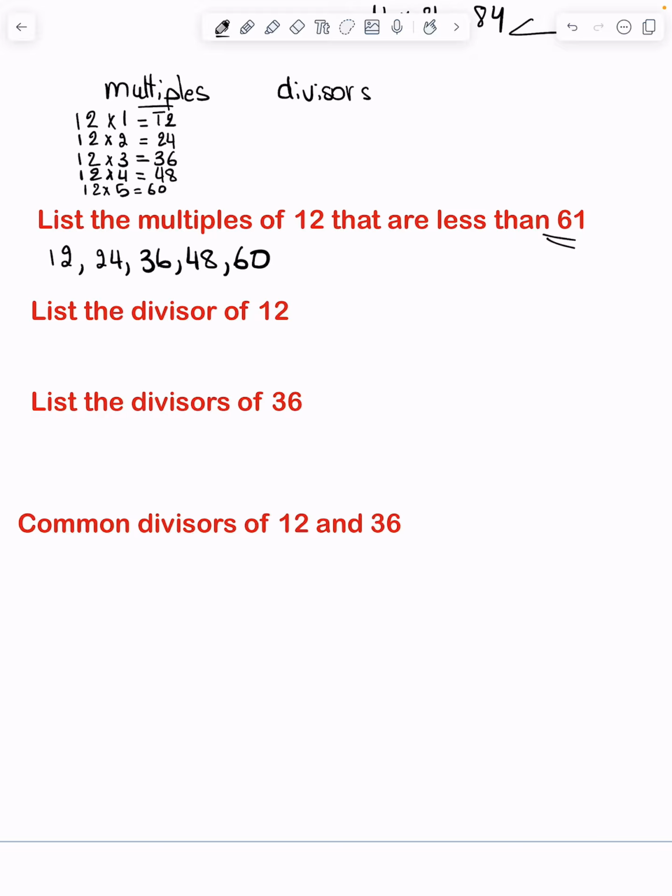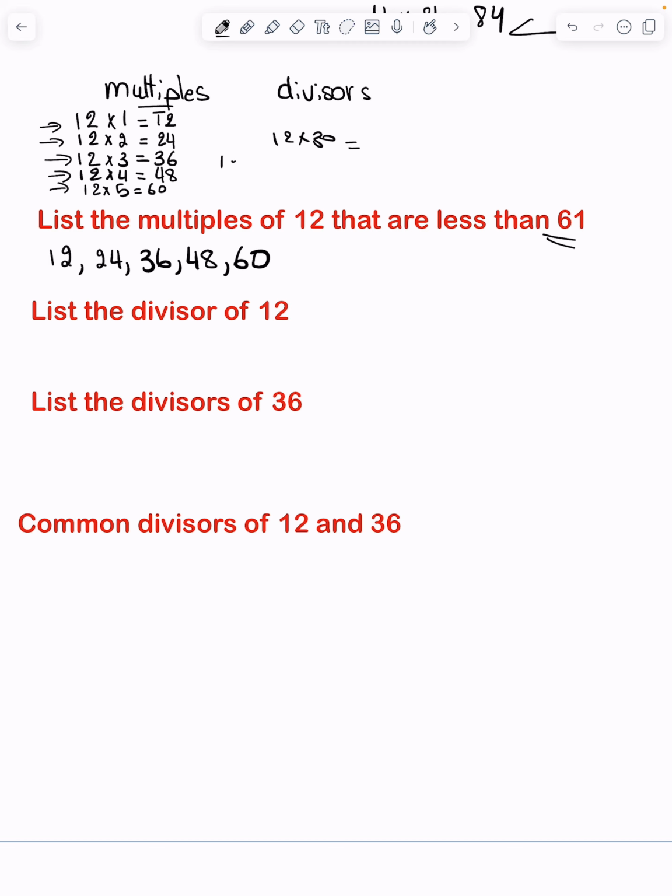Of course, there are more, but here they give you a limit, less than 61. Otherwise, you'll keep going, like 12 times 30. That's why sometimes when they ask you about multiples, they'll give you a limit. Okay, and of course, there's another, easier way if you don't want to guess the answers for every two numbers that you can multiply with each other.